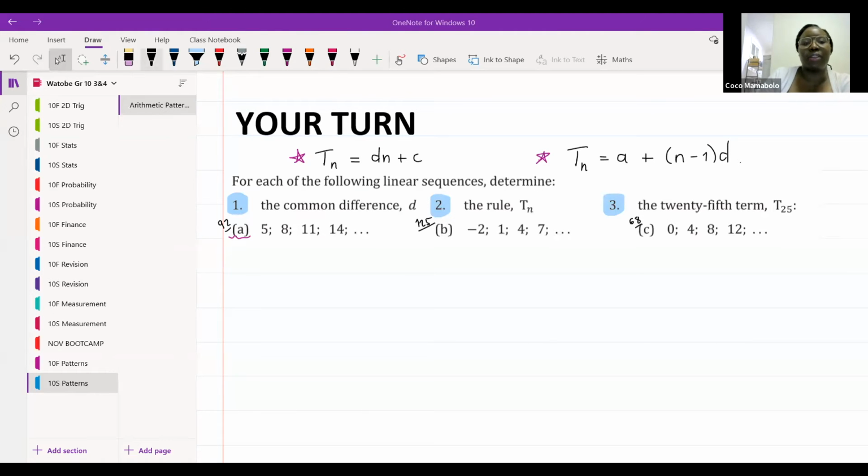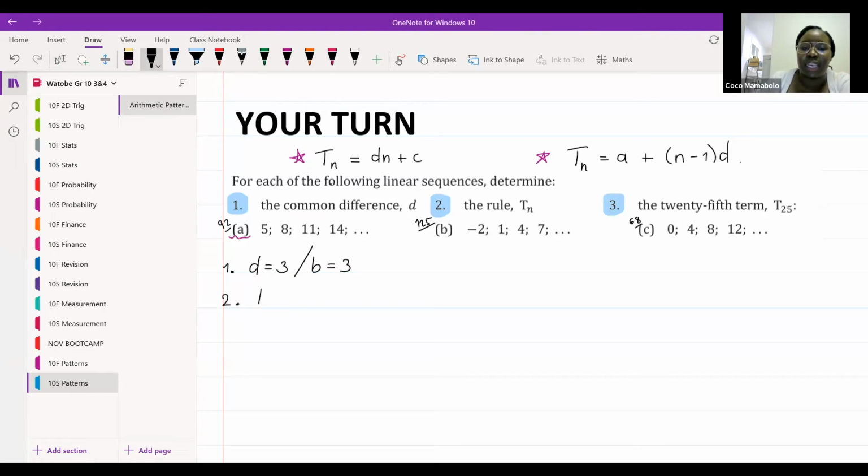Okay, let's talk about this first one that we've got over here. Number 1 says, find the common difference. Now, we know that the difference from 5 to 8 to 11 to 14, our common difference D is equal to 3. If you also said that B is equal to 3, depending on how you write it at your school, that's perfectly fine. Question 2 says, find the general rule Tn.